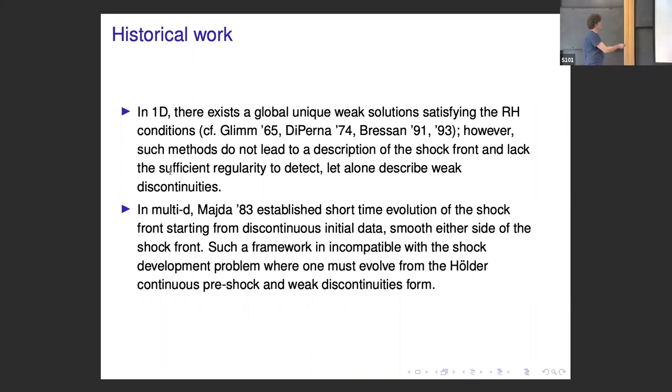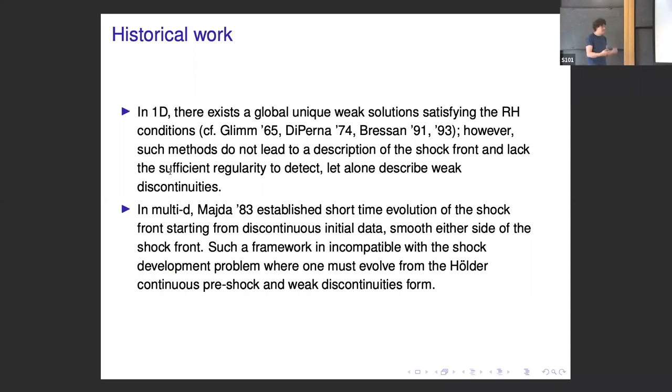So in the 1D case, you have global weak solutions, and this goes back to the classic work of Glimm, Dafermos, and Bressan. One thing to keep in mind, however, is that such methods don't lead to any description of the actual shock front, and the regularity that you obtain is not sufficient to actually detect or describe weak discontinuities.